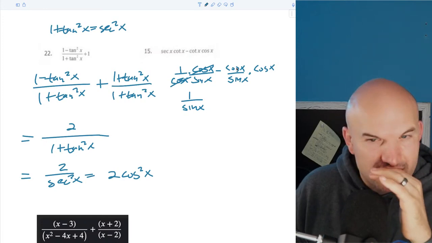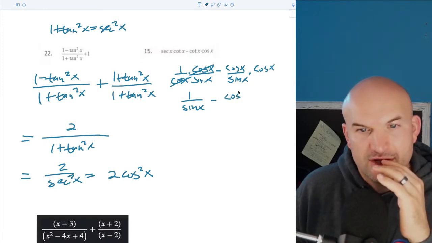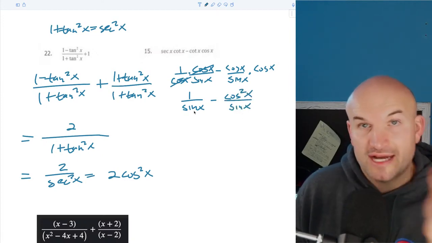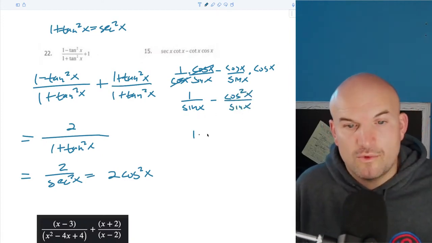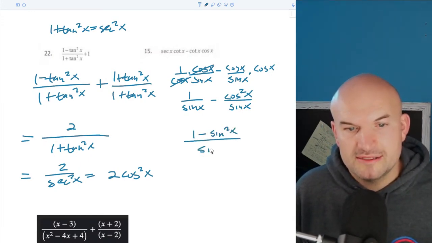And then here, I'm going to be left with a minus cosine squared of x all over sine of x. So now I can, again, combine my two fractions. So it's 1 minus sine squared of x divided by sine of x.